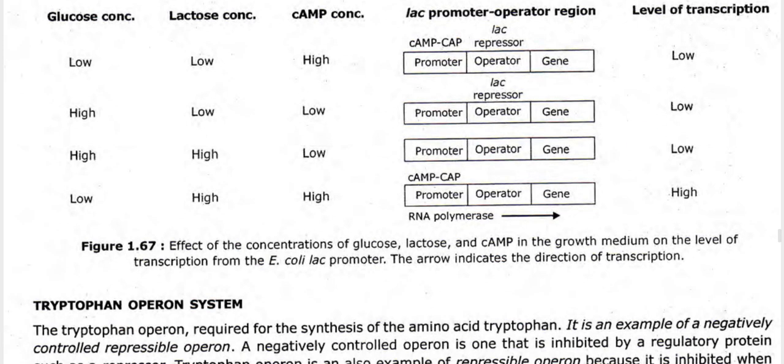Effect of the concentration of glucose, lactose, and cAMP in the growth medium on the level of transcription from the E. coli lac operon. The arrow indicates the direction of transcription.